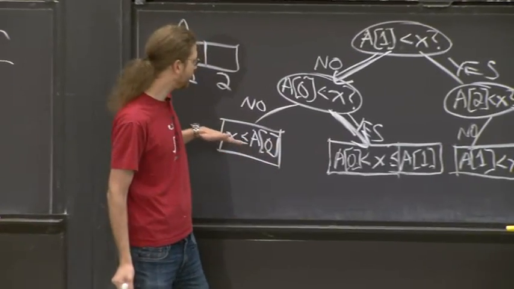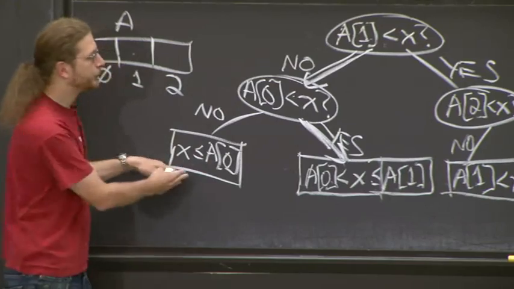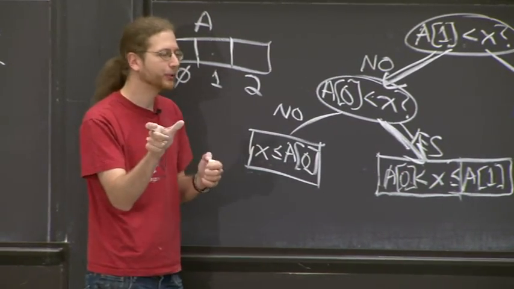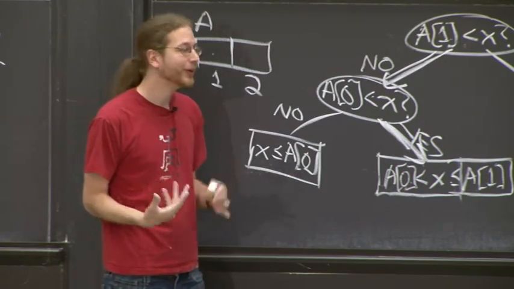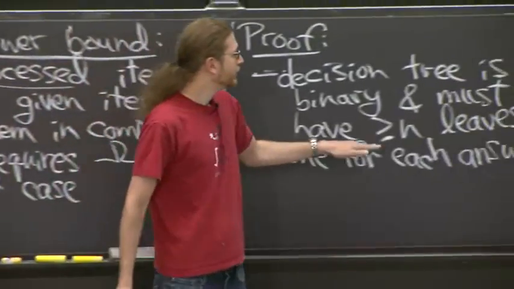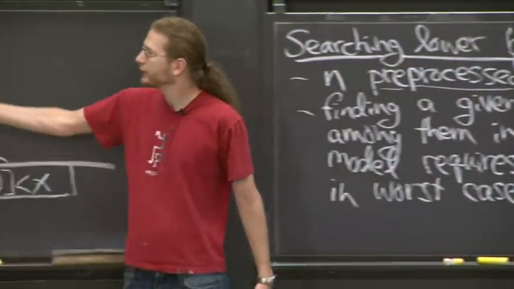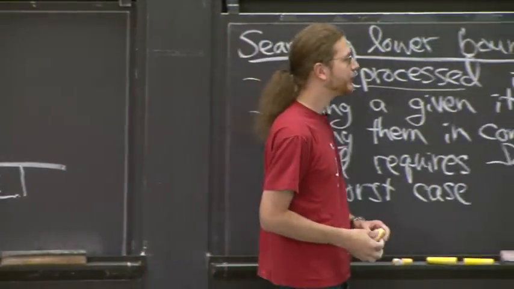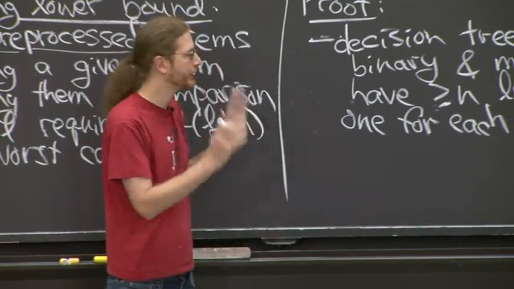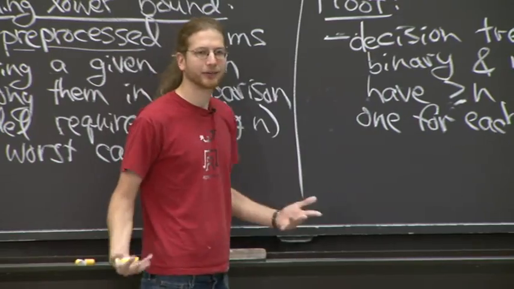And in fact, if you want to know where x fits, in this perspective, there's n plus 1 answers. If you want to know, is it equal or is it strictly between two things, there's 2n plus 1 answers. But in all cases, there's at least n answers, and that's all I need. In particular, say, x exactly matches one of the given items. There's n items, so you need to have at least n leaves. Maybe you have more, I don't care. But if I have a binary tree with at least n leaves, the height has to be at least log n.